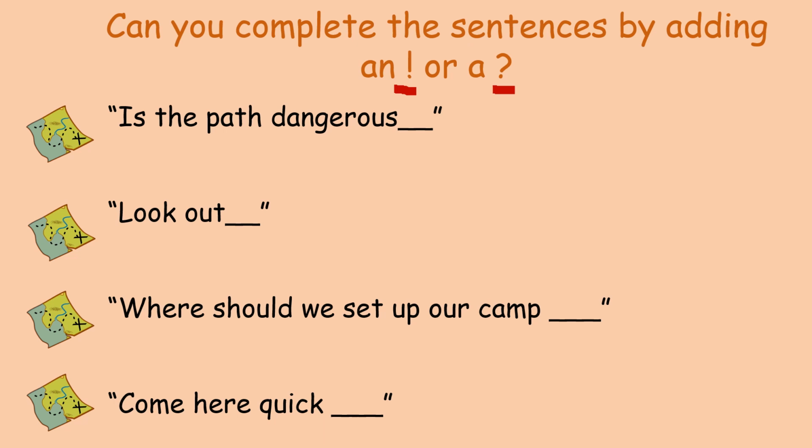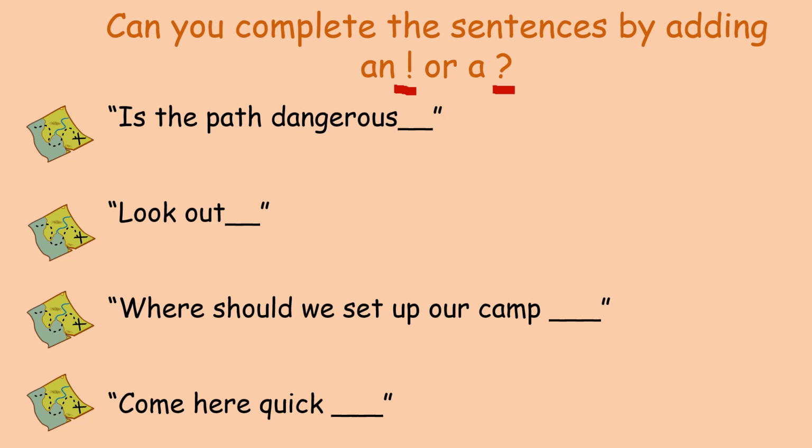Okay, so we might use an exclamation mark when we're saying something very loud, when we are exclaiming, shouting out. Maybe we're very eager for someone to listen to us, to look at something, so that's when we'll use an exclamation mark. A question mark is quite simple, we just use it when we're asking someone a question.